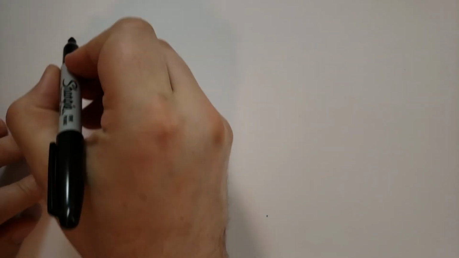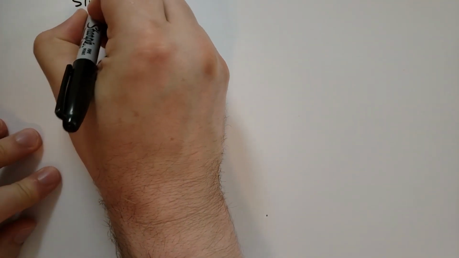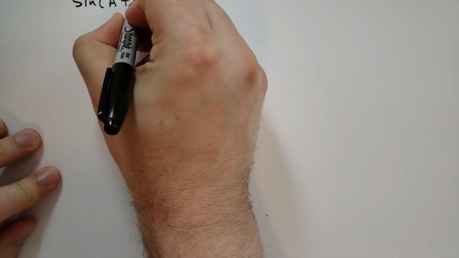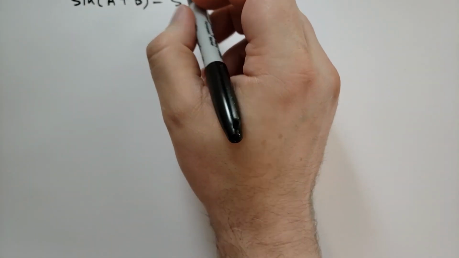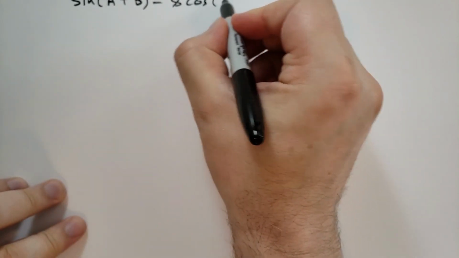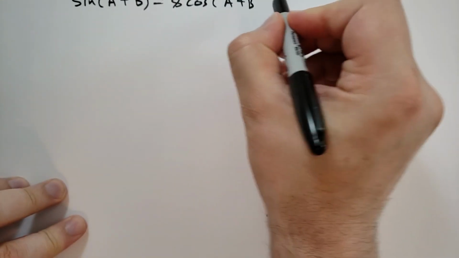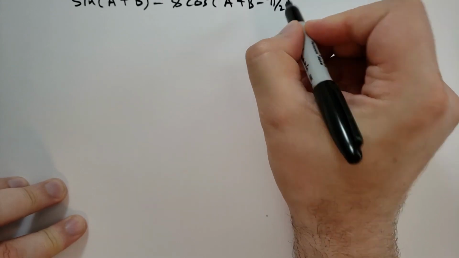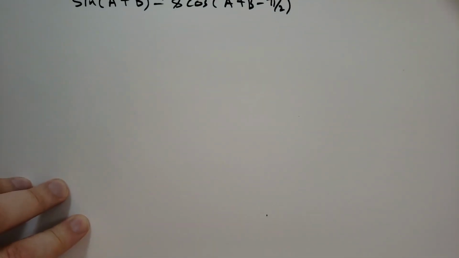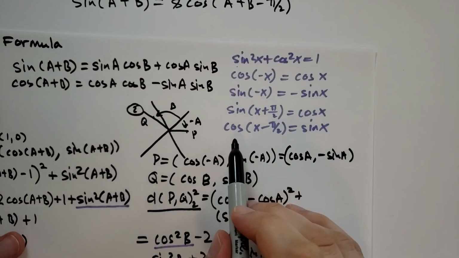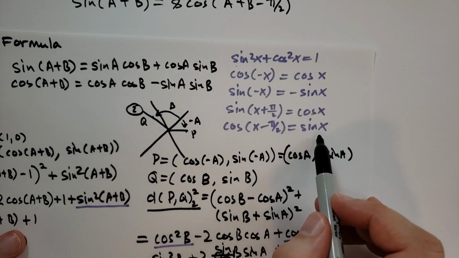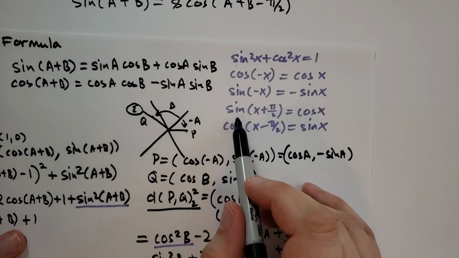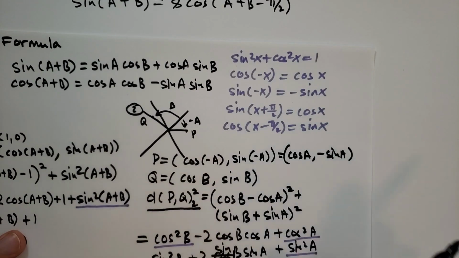So we say sine of A plus B is the same as cosine of A plus B, and we have to subtract pi over 2. We're using this relationship here. The cosine of an angle minus pi over 2 is the same as sine of the same angle. These two things are really just the same, it's just using different x's.